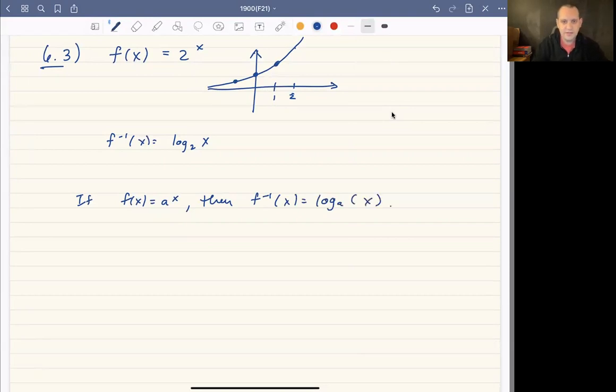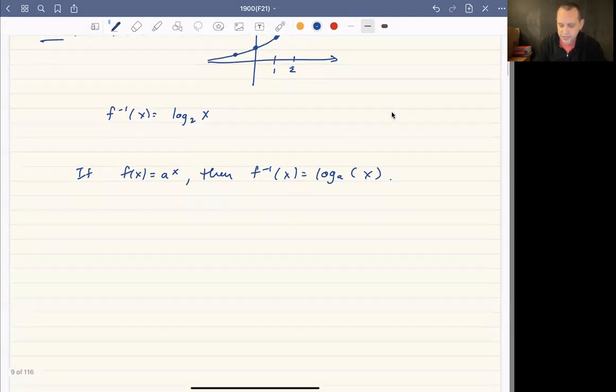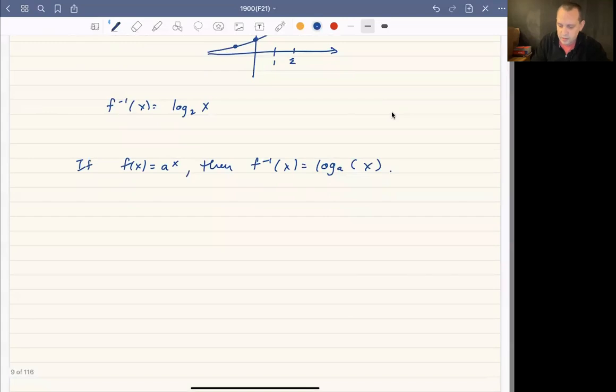This already tells us a few things about logs and exponentials that you probably already know, but that are worth repeating. In particular, if you take a to the log base a of x, you get x because they're inverse functions. Likewise, log base a of a to the x is again x, again because they're inverse functions.